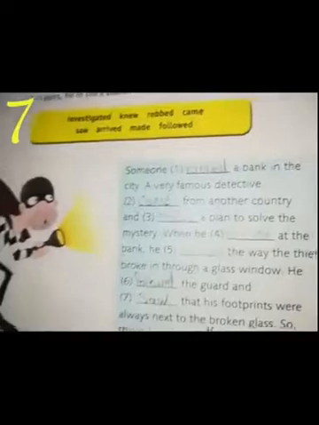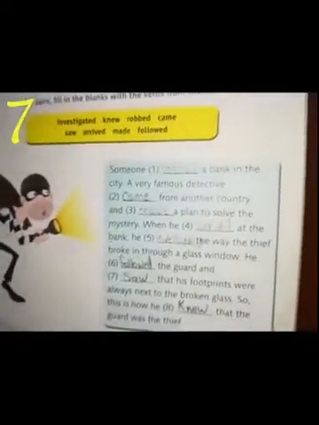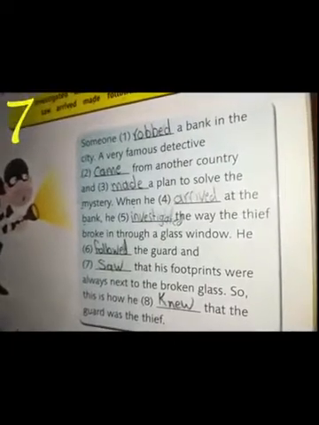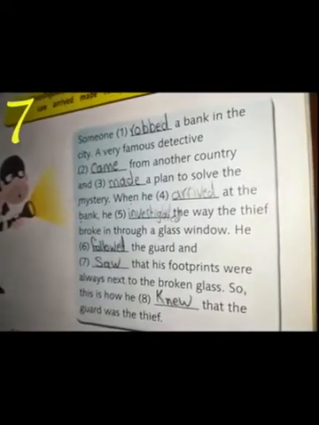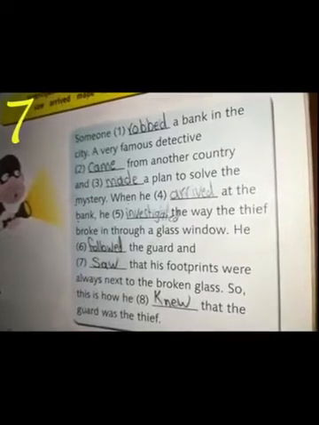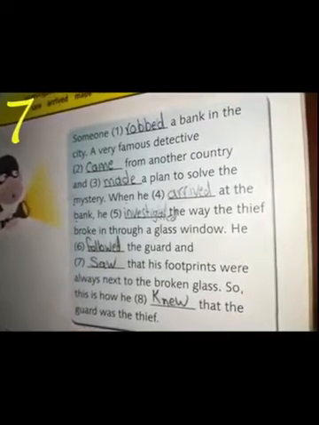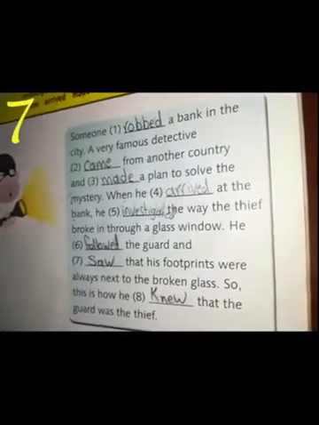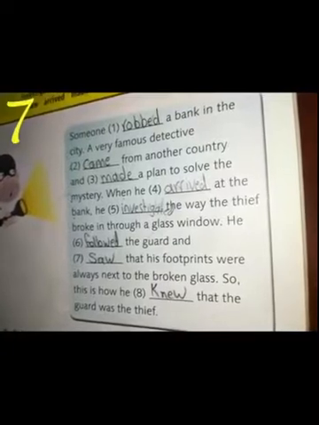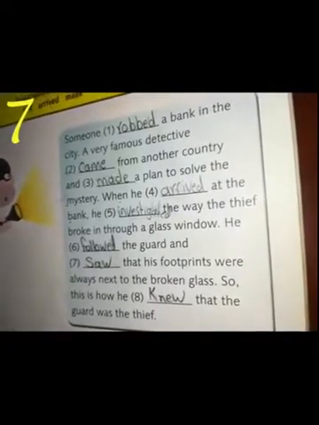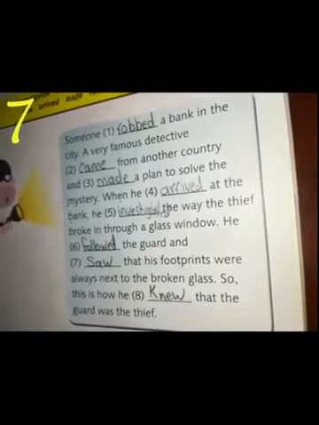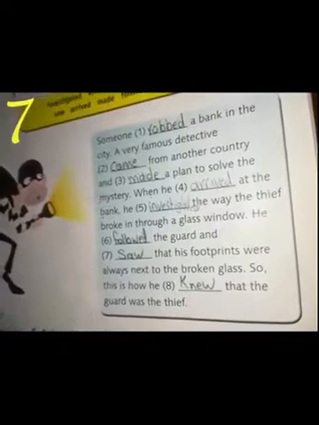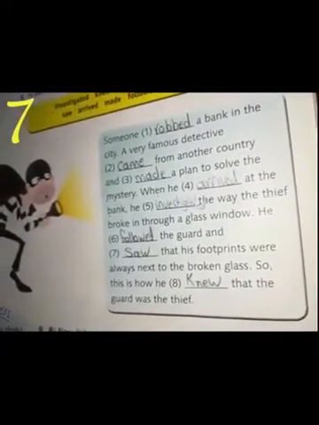Module 5, page 61. Exercise 6. Someone robbed a bank in the city. A very famous detective came from another country and made a plan to solve the mystery. When he arrived at the bank, he investigated the way the thief broke in through a glass window. He followed the guard and saw that his footprints were always next to the broken glass. So, this is how he knew that the guard was the thief.